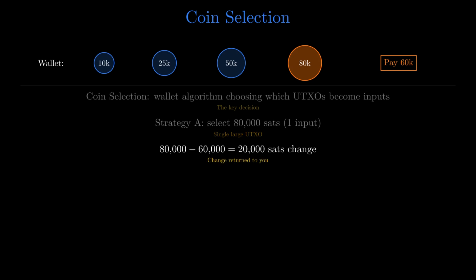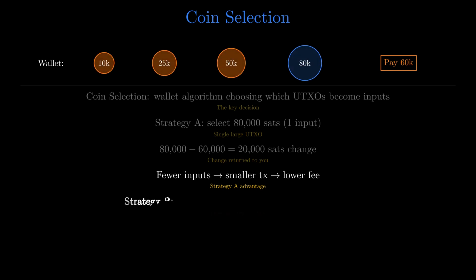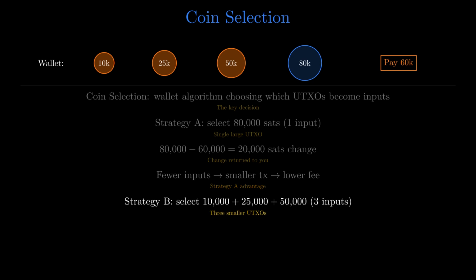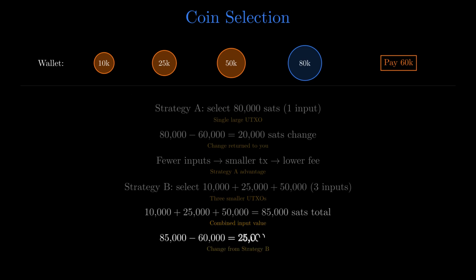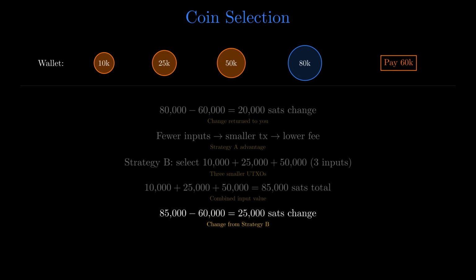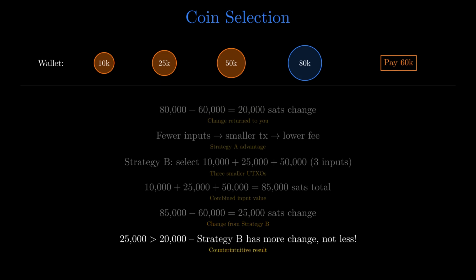The change is 80,000 minus 60,000, which equals 20,000 sats returned to you. Strategy B, combine the 10,000, 25,000, and 50,000 sat outputs. Together, that totals 85,000 sats. The change is 85,000 minus 60,000, which equals 25,000 sats. Notice that strategy B actually produces slightly more change than strategy A, not less.